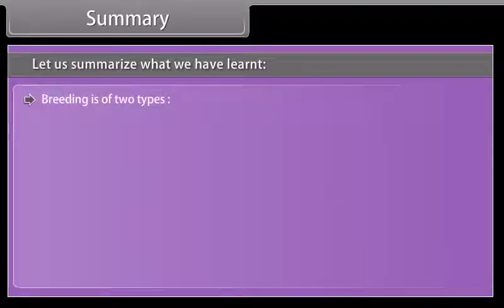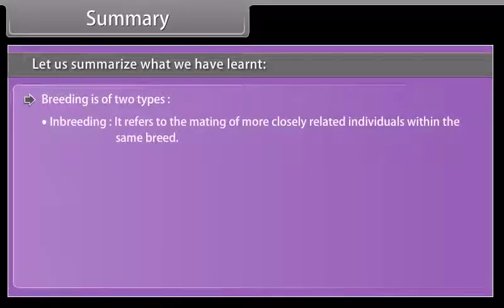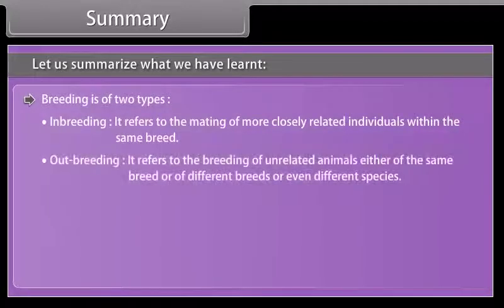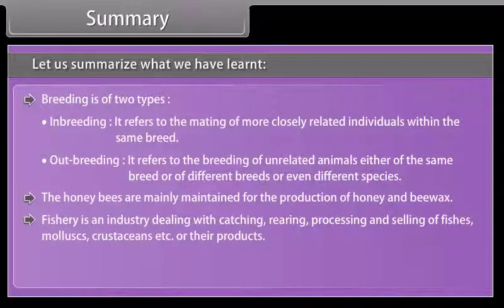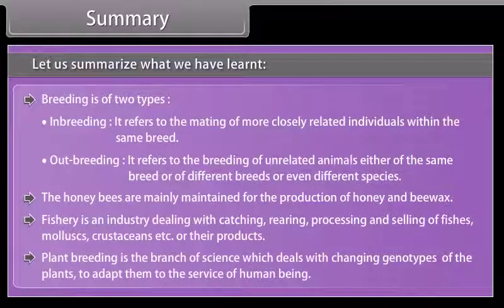Breeding is of two types. Inbreeding. It refers to the mating of more closely related individuals within the same breed. Outbreeding. It refers to the breeding of unrelated animals, either of the same breed or of different breeds or even different species. The honeybees are mainly maintained for the production of honey and bee wax. Fishery is an industry dealing with catching, rearing, processing and selling of fishes, mollusks, crustaceans, etc. or their products. Plant breeding is the branch of science which deals with changing genotypes of the plants to adapt them to the service of human beings.